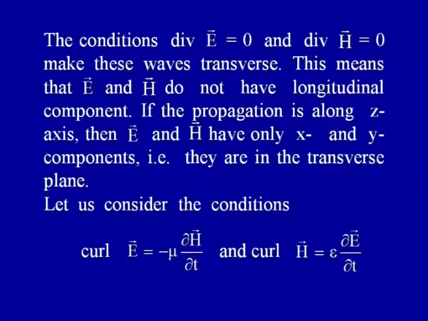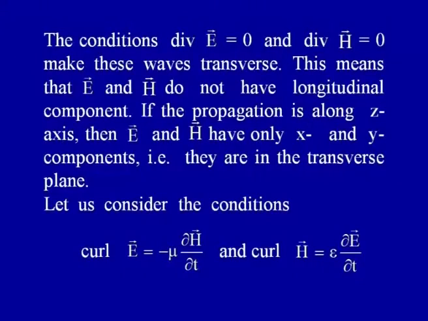You see the conditions, divergence of E equal to 0 and divergence of H equal to 0, make these waves transverse. This means that E and H do not have longitudinal components. If the wave is propagating along the z axis, then E and H have only x and y components, no z component, they are in the transverse plane.